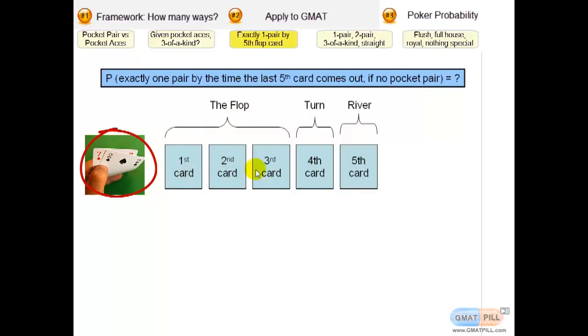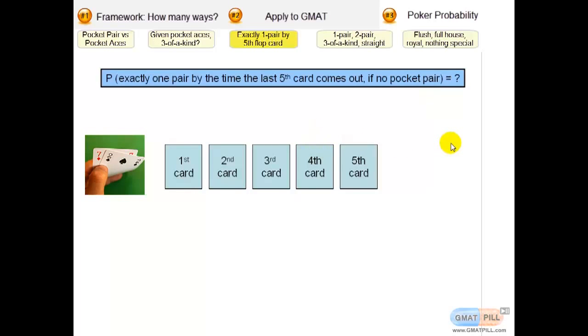Then the 4th card comes out, and that's the turn. Then the 5th card comes out, that's the river. Now, if you don't have a pocket pair, by the time you play everything out, what's the probability of getting exactly 1 pair? Well, basically, you would have to have the first card for each of the 2 cards you have. You want to investigate the possibilities that that card turns out to be the pair.